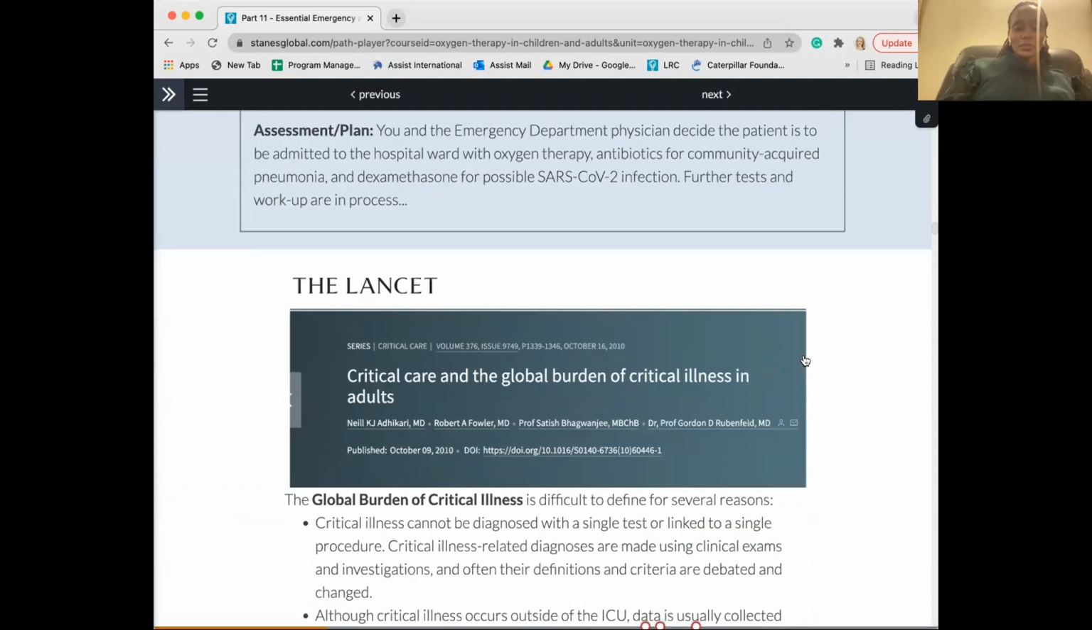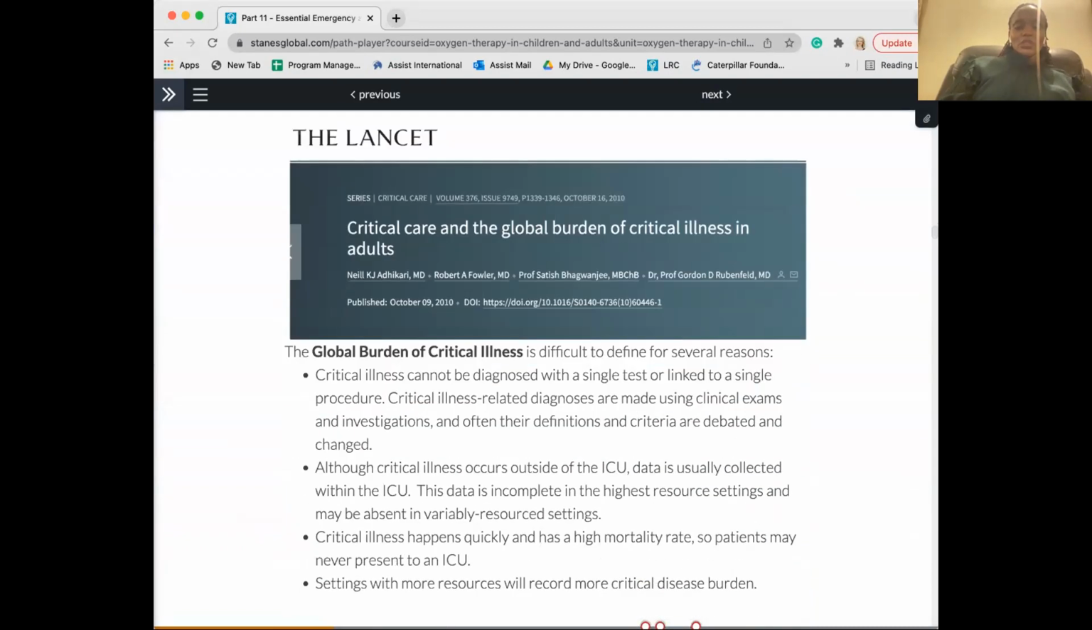Can go down. So this is something that the Lancet has put together to show the global burden of critical illness in adults. We can share the link and you can have a look at it later.